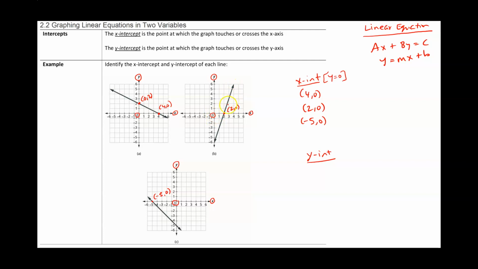Here, if I follow my line, it's going to cross the y-axis right there, and that point is going to be 0, -6. Over here, my line is going to cross the y-axis right there, and that point is 0, -5. So if I list my y-intercepts, I have 0, 2, I have 0, -6, I have 0, -5. So notice that for all of these, the x value is equal to 0.